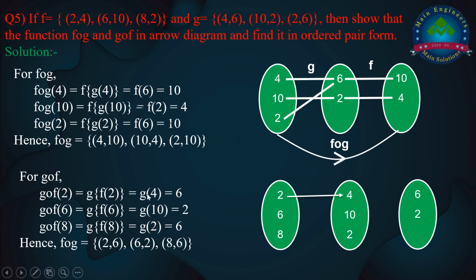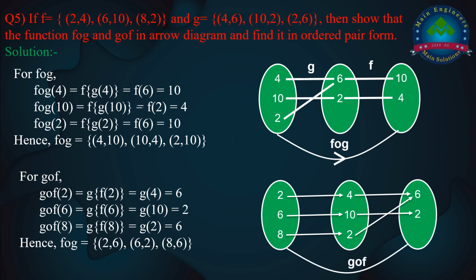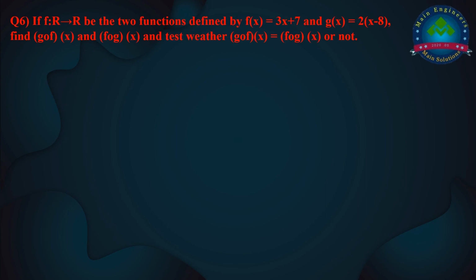That means 2 and 4. 6 is 10. That means 6 and 10. 8 and 2. This 8 and this 2. Then 4 and 6. Then 10 and 2. Then 2 with 6. So in this way we can reverse GOF function. So this becomes the GOF function. Let's go for the next question.